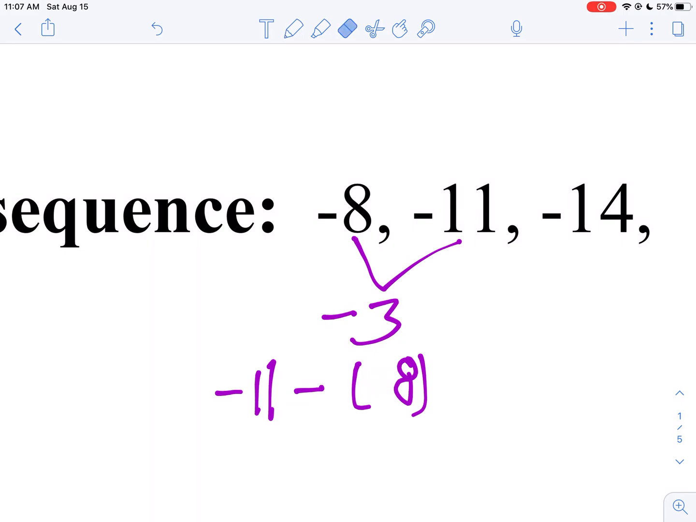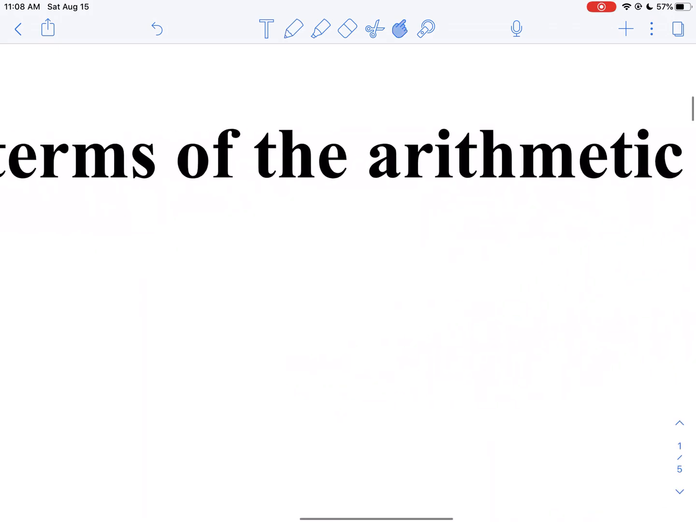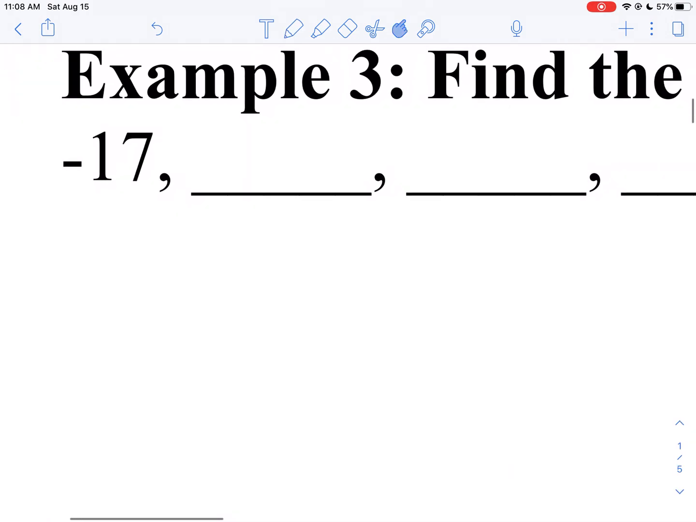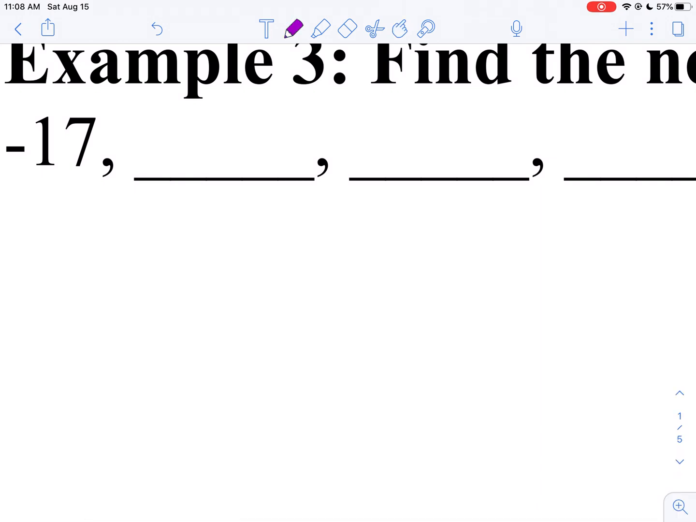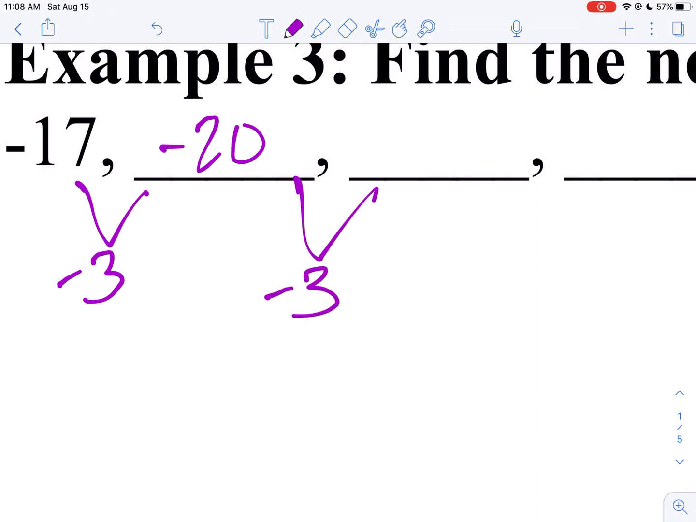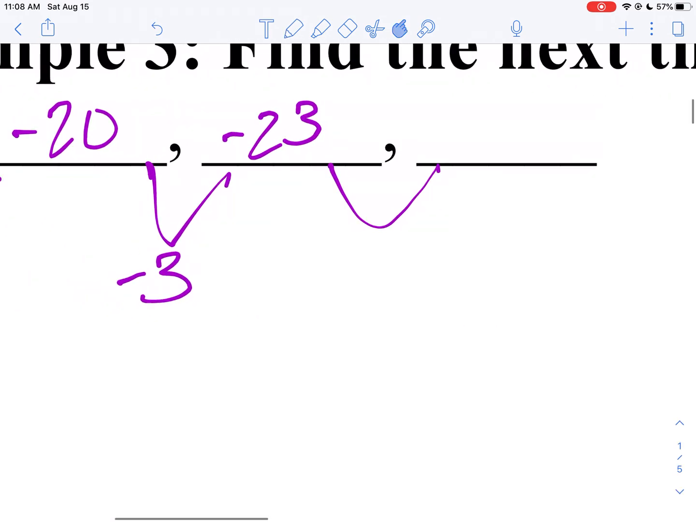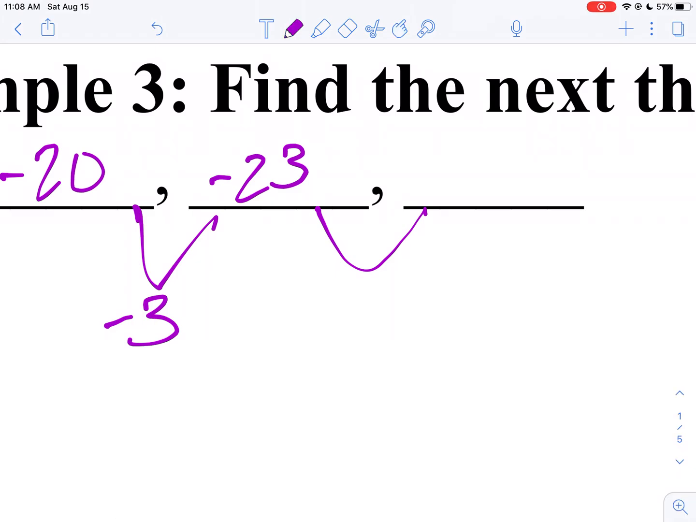Okay, well, when you subtract a negative, we end up adding, so negative 11 plus 8 is negative 3. That's how we got the negative 3. So in other words, to answer the question, I'm going to take negative 17, and I'm going to subtract 3. Well, that's negative 20. If I take negative 20 and I subtract 3, I'm at negative 23. If I take negative 23 and I subtract 3, I'm at negative 26. And there we have it.